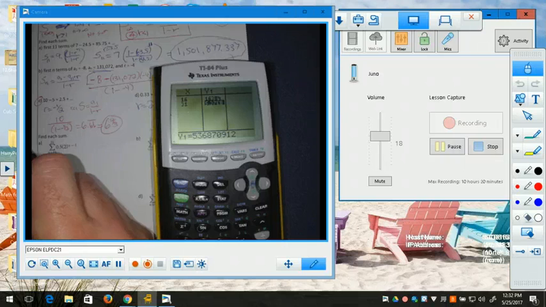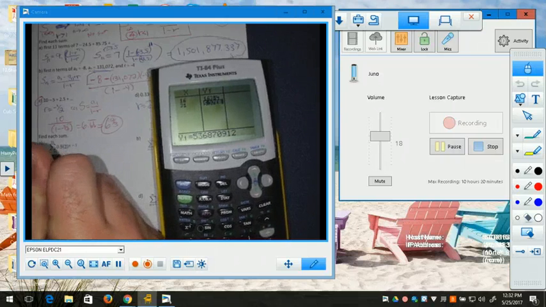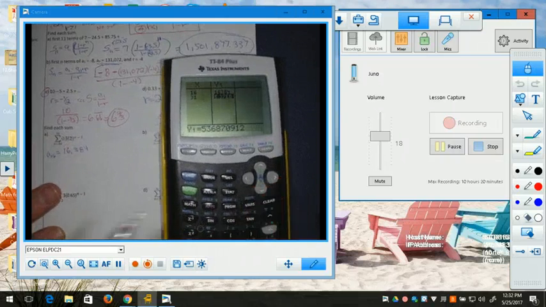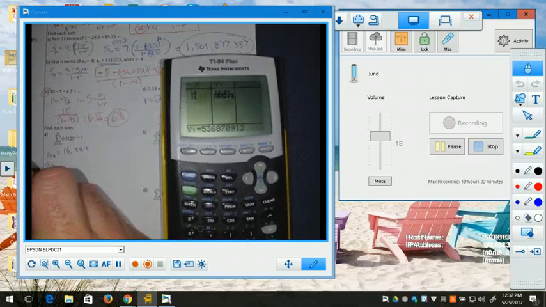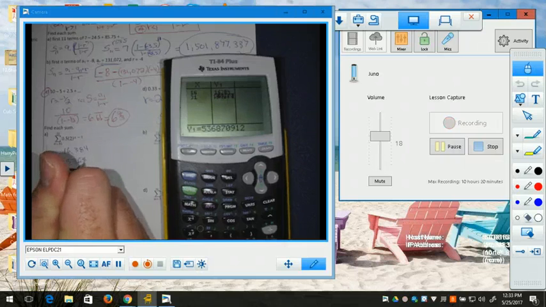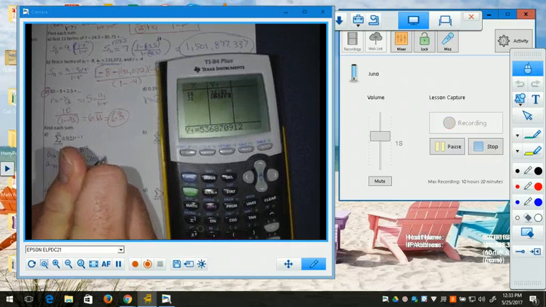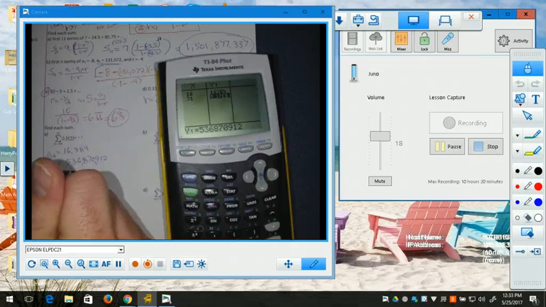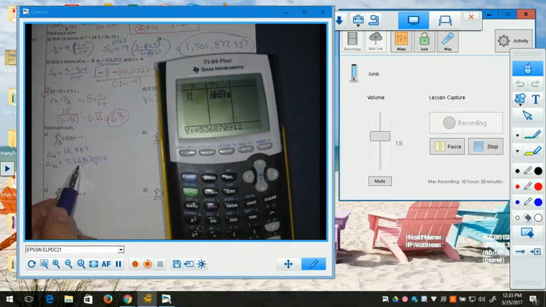So a sub 16 is 16,384. And a sub 31, our final term, is 536870912, which is 538,670,912.